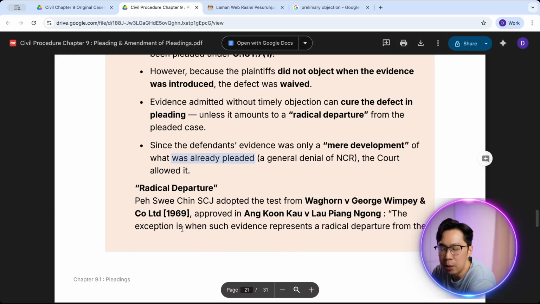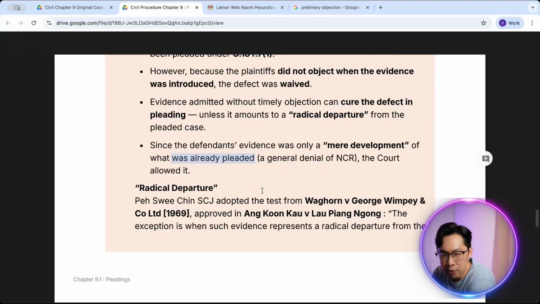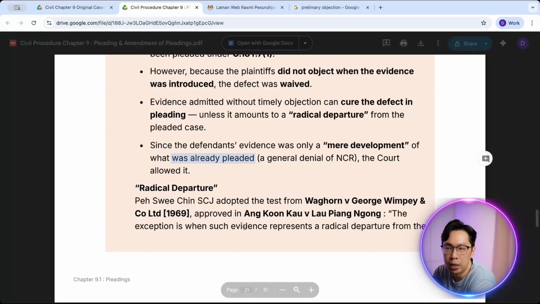So what is radical departure? I want you to read the case, because that's the reason why I didn't give you a summary. I want you to go through the case yourselves. Because I think if I leave it to you, every one of you will come out with different answers. On radical departure, Peh Swee Chin goes further to analyze it.